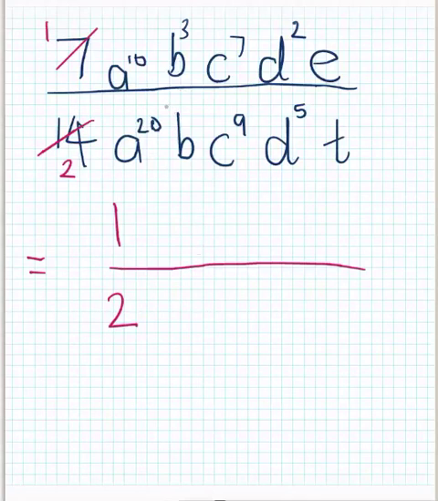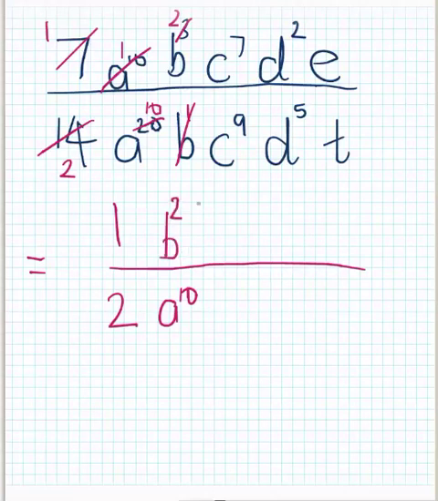Starting with our A's now, I've got 10 on top and 20 on the bottom. The smallest amount is gone. It's really a 1. And 20 take away 10 is 10. So on the bottom, I have A to the power of 10 left over. Next, I've got 3 B's on top and the invisible one, so 1 on the bottom. So my smallest amount is gone, but I have to take it away from the top. So 3 take away 1 is 2. So on top, I have B squared, or B to the power of 2.